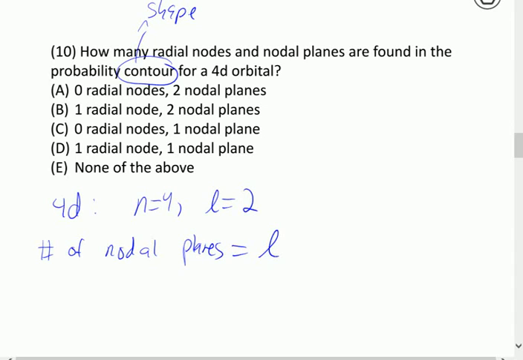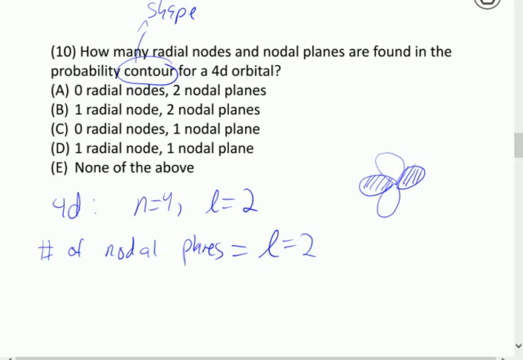That's just equal to the value of L. Remember, the value of L tells you the shape of the orbital, and that shape is determined by the number of nodal planes in the orbital, whether it's a simple sphere or a dumbbell shape or a four-leaf clover, those possibilities that we saw in class. L equals 2. So for example, a d orbital, remember most of them have this basic shape.